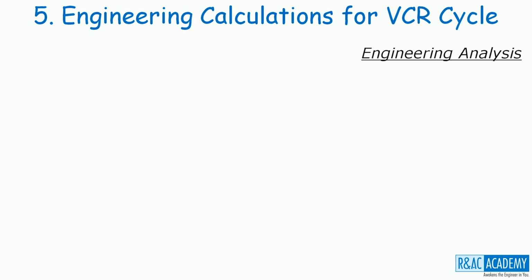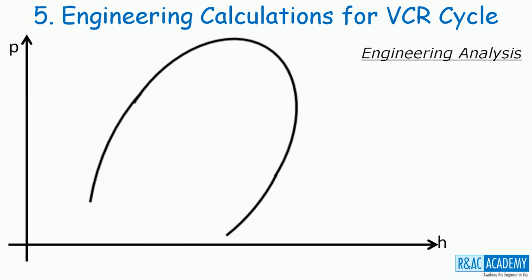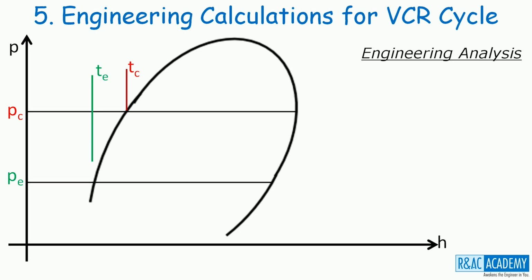The next step is engineering analysis. Here, we will understand what is the data that is available with us and what is not. Let us start with the pH diagram and we will plot PC, PE and TC, TE on this pH diagram. And we know that this is the saturated liquid line, the other side is the saturated vapor line and both are merging at the critical point. Now let us plot the enthalpy lines here.